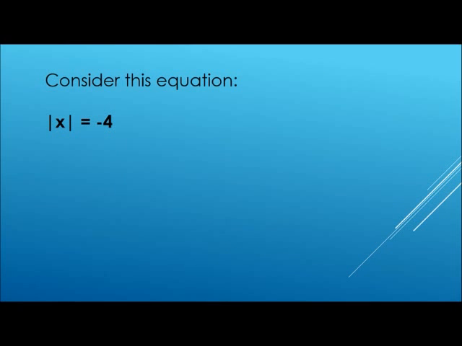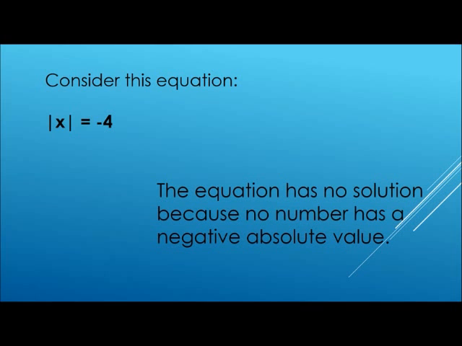Well, now let's take a look at this equation. The absolute value of x equals negative 4. Actually, that's not even true. This equation has no solution because there's no number that has a negative absolute value. No number can be a negative number or negative number of spaces away from 0 on the number line. So if you ever have anything that looks like this, the answer is no solution. Like I said, there's no number that has a negative absolute value.